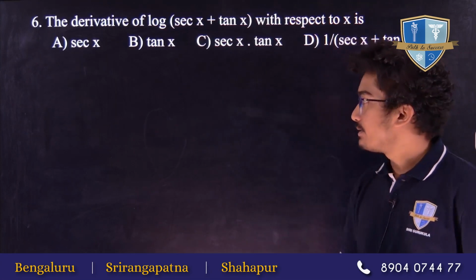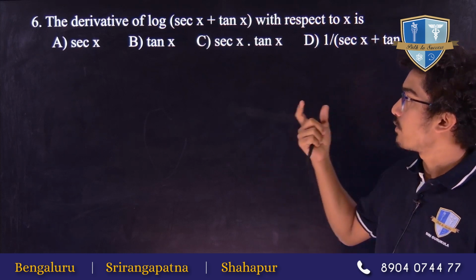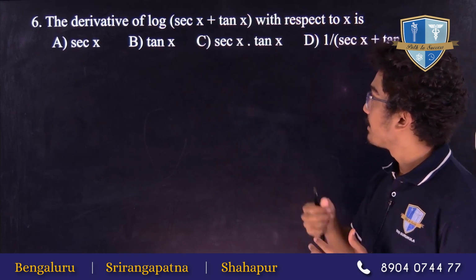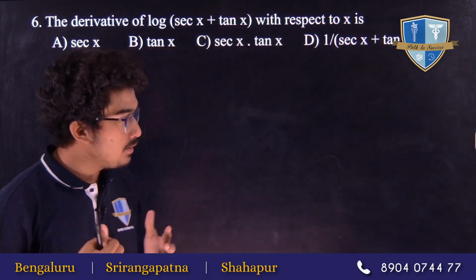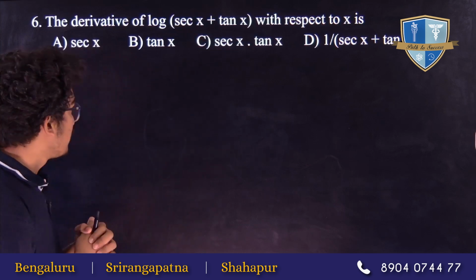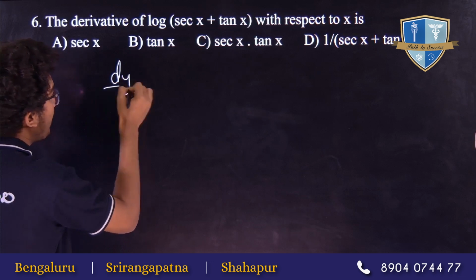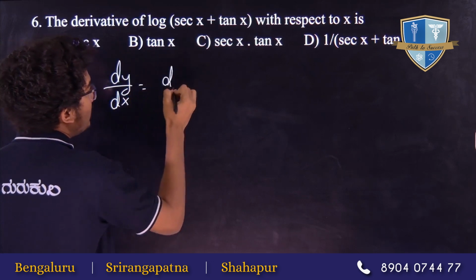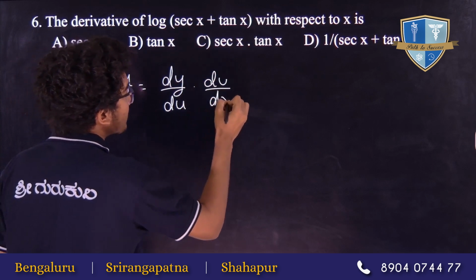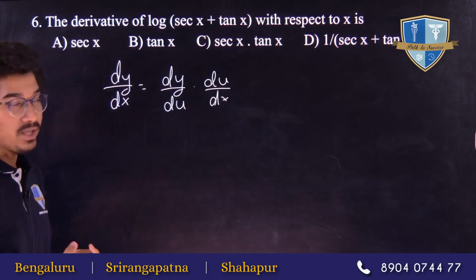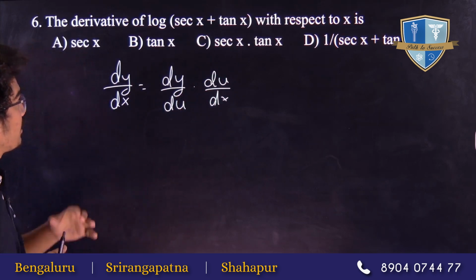So our next question is: the derivative of log of sec x plus tan x with respect to x is. Our options are sec x, tan x, sec x into tan x, and 1 upon sec x plus tan x. To solve this question, we need to know the chain rule in differentiation. What is this chain rule? In this chain rule, we write dy by dx as dy by du into du by dx. So what we are doing is creating an intermediate function u, which was initially not there. Similarly, we will use chain rule here.